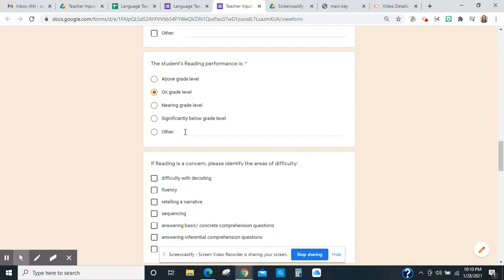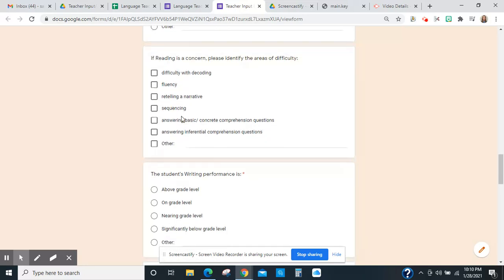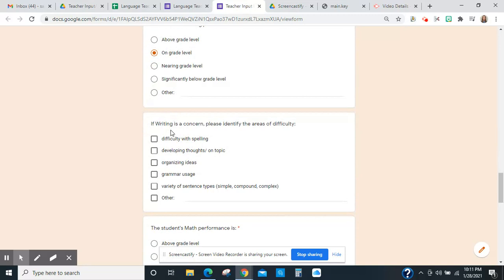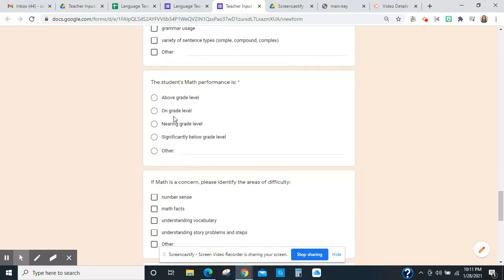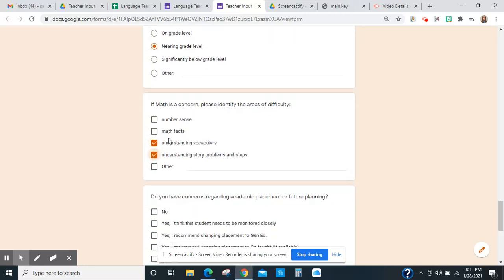And if they're on grade level, they'll skip this next part. This is only if reading is a concern, and if it is, we are going to have the teachers identify which area is most difficult. Here's writing. We're going to say the student is on grade level. For math, we're going to say the student is nearing grade level but requires some support, and they struggle with understanding vocabulary and story problems.